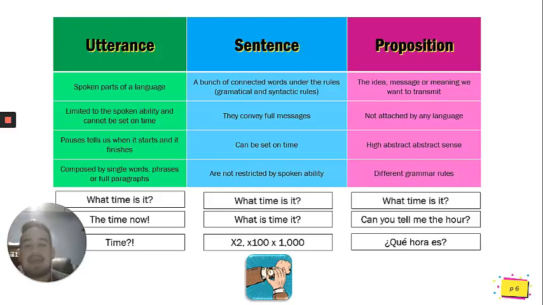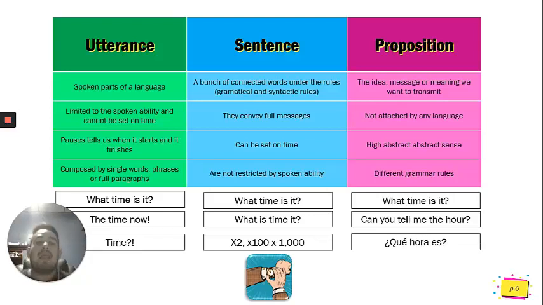We have again the same sentence. What time is it? This is a proposition, and the main idea of this sentence is that I want to know the hour. Okay. And below we have another different sentence. Can you tell me the hour? That follows different grammar rules. In this sentence, we are using a modal verb instead of a WH question. But the proposition is the same because the idea, the message, or the meaning that I want to transmit is that I want the hour.